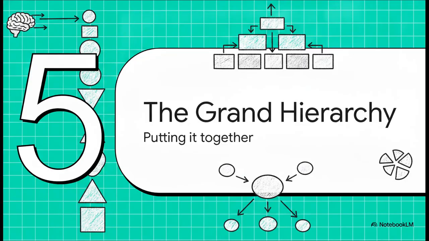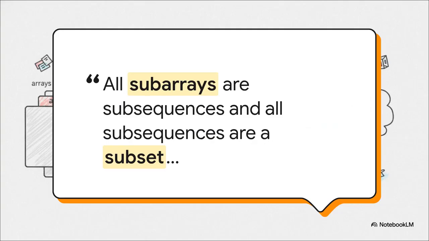Which brings us nicely to Section 5, the grand hierarchy, putting it all together. I love this quote because it brilliantly illustrates our expanding freedom arc. Remember this rule. All subarrays are subsequences and all subsequences are subsets, but there's no way the reverse is valid. The strictest rule naturally satisfies all the looser rules above it, but you just cannot work backwards.